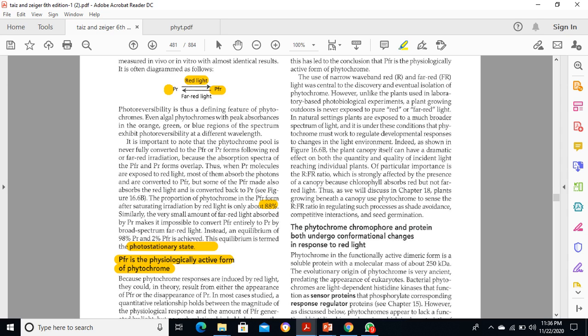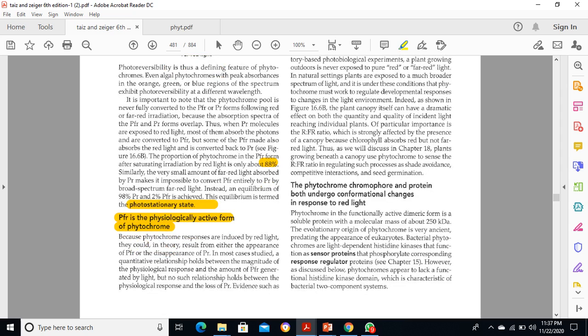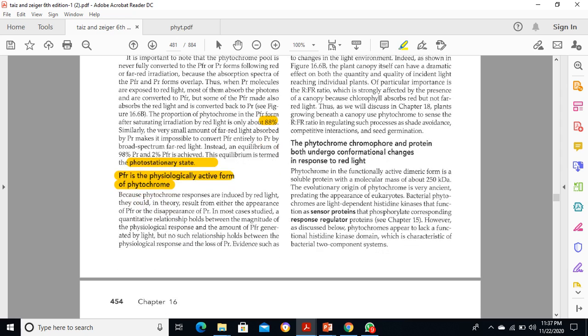The transition of PFR to PR: they absorb far-red, and PFR is converted to PR. Actually, 2% remain in PFR form while converting PFR to PR forms. So 98% is converted to PR form while absorbing far-red. This process is called a photostationary state, that is, an equilibrium is maintained. Okay. So PFR, as I said earlier, is the physiologically active form of phytochrome.